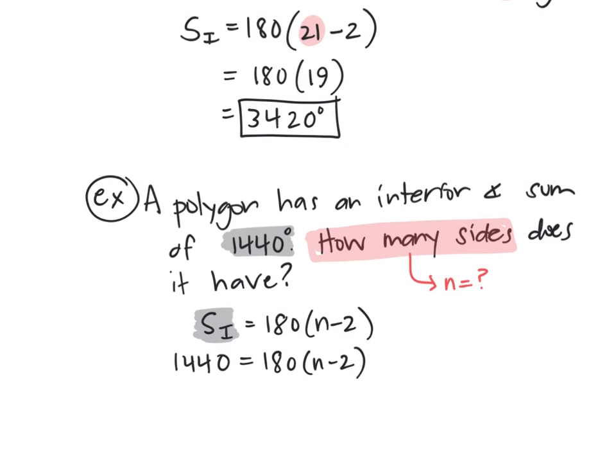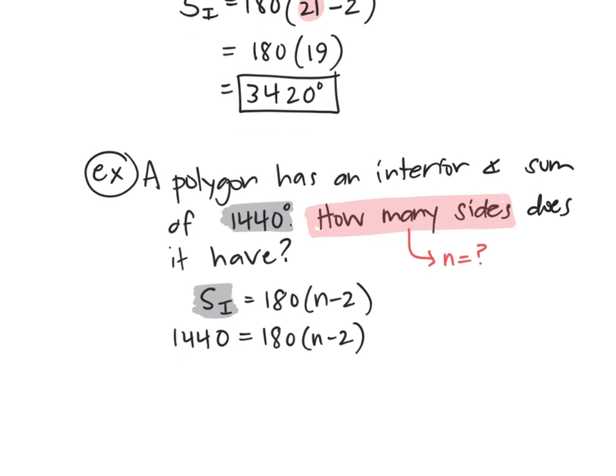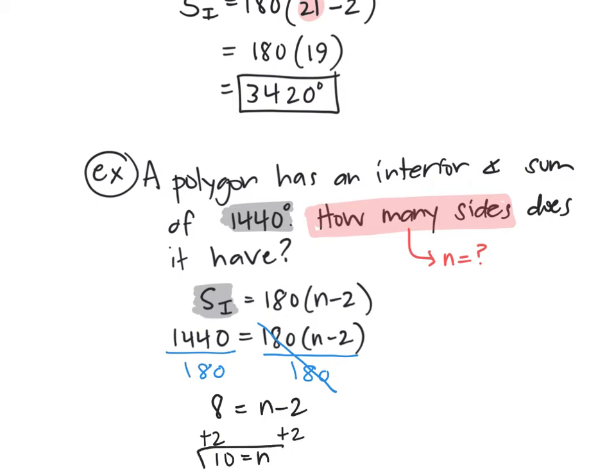There are multiple algebraic ways that you could solve for n. The easiest way is to work backwards by dividing by 180 first. That will cancel the 180 on the right side of your equation. And when you divide by 180, you should get 8 on the left side of your equation. And on the right, we just have n minus 2. The last step is just to remember that we're solving for n, so we have to add 2 to both sides. And we get that n is equal to 10.